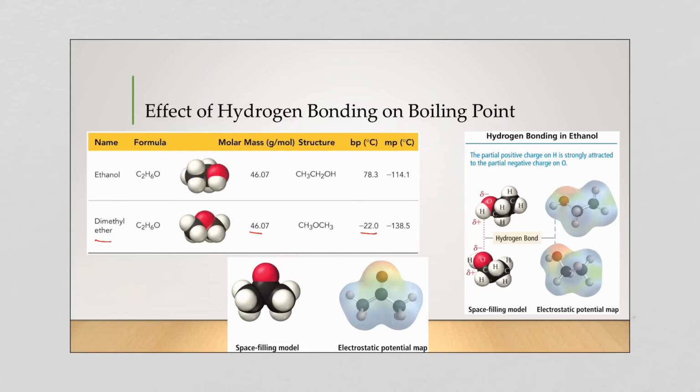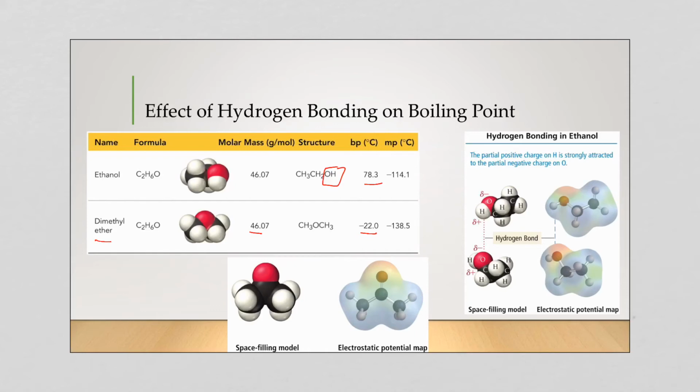Now if we take ethanol, a very similar molecule, in fact the molecule has exactly the same formula but a different structure, it has the ability to hydrogen bond because it has an OH here. It has an oxygen directly attached to a hydrogen. As a result, it develops hydrogen bonding, and we can see the change in the boiling point. The boiling point goes up about 100 degrees from dimethyl ether, from negative 22 to positive 78 degrees. So you can see there's a big impact a lot of times when we have these hydrogen bonds present.